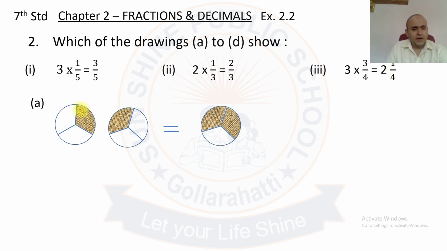In the first diagram, they have divided it into 3 parts and shaded one part. Therefore it is written as 1 by 3. In the second diagram, 3 parts are divided and one part is shaded, so it can be written as 1 by 3. So 1 by 3 and 1 by 3 is equal to... okay, here they are divided into 3 parts and shaded 2 parts.